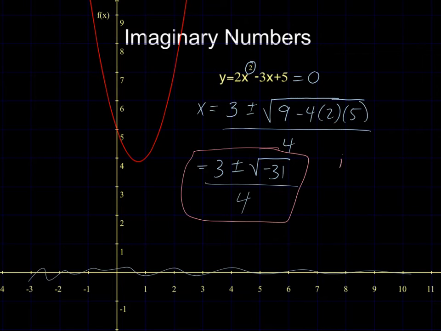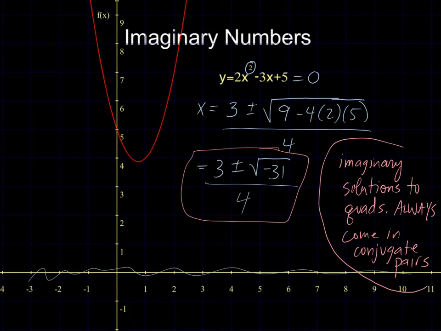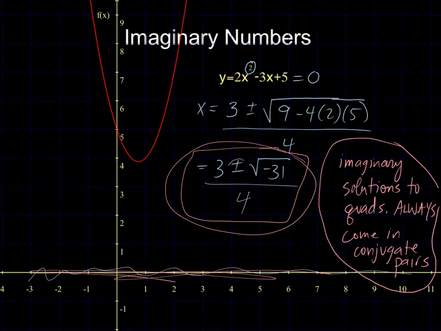Complex or imaginary solutions to quadratics always come in conjugate pairs. Make sure you write down this fact and remember it. When you do the quadratic formula to find the two zeros of this quadratic function, they're not real because they're not actually x-intercepts, but there has to be two things that make it 0. Here are the two, and they naturally just come in conjugate pairs.